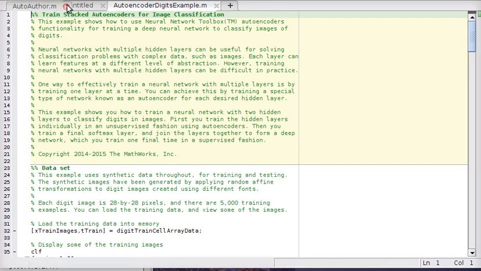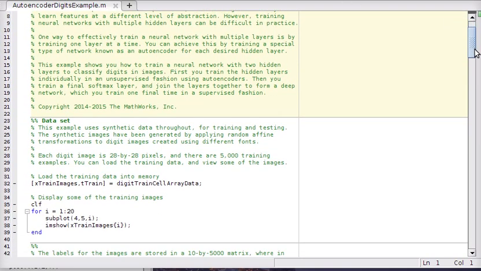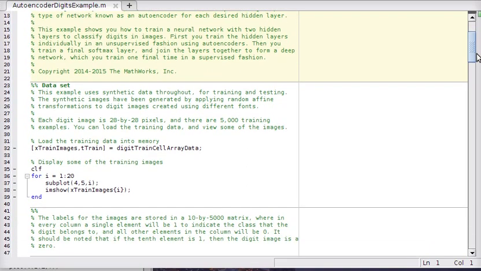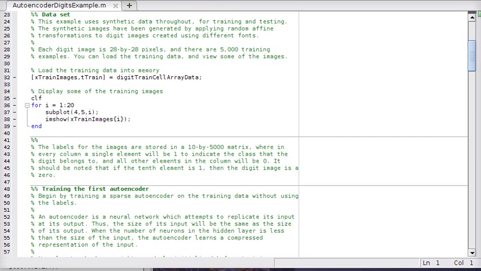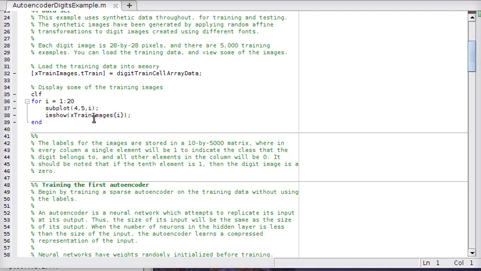Okay, so we're going to take a look at a nice example in Matlab, where we're going to use autoencoders to try to build a deep neural net. The idea is we're going to try to classify the digits. Sorry about using this example over and over again, but our data set is going to be the MNIST data set, with digits that are 28 by 28, and we have 5,000 training examples.